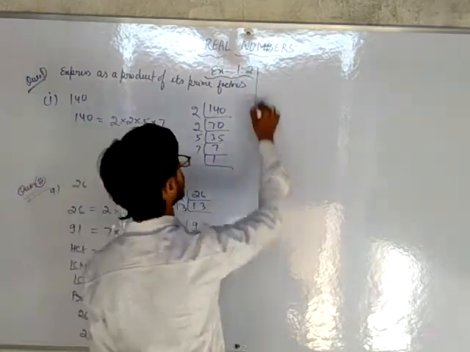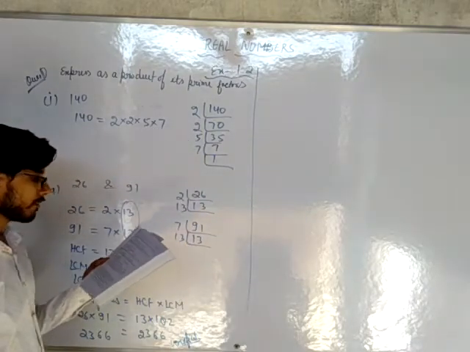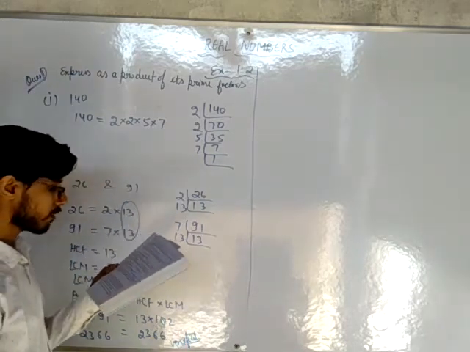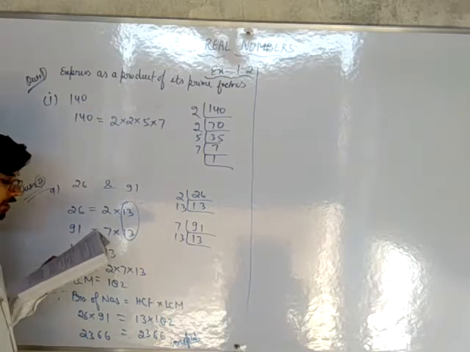Now the next question. Question number 3 is the same as question number 2. We will find the HCF and LCM using the prime factorization method. Question number 4 is the same: you have to use this formula, then you will find the value.